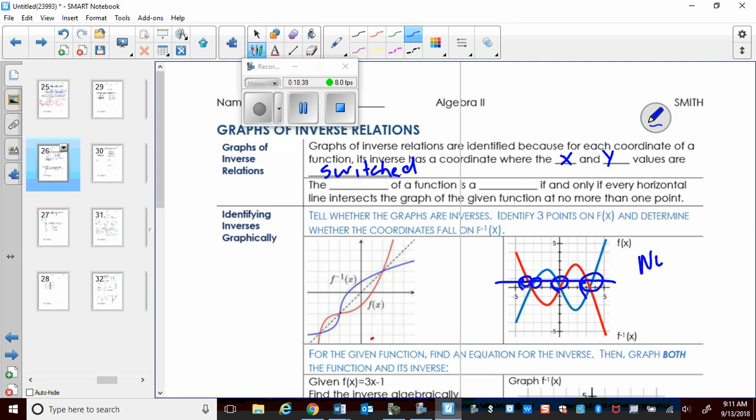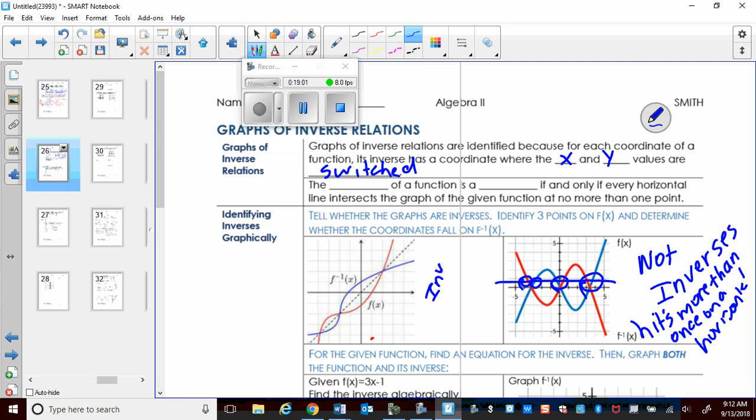This is an example of not inverses. Draw a horizontal line, not inverses. Hits more than once on a horizontal. These are inverses. Are there cases where you would have to use that? You could. It's easier than identifying distinct points.